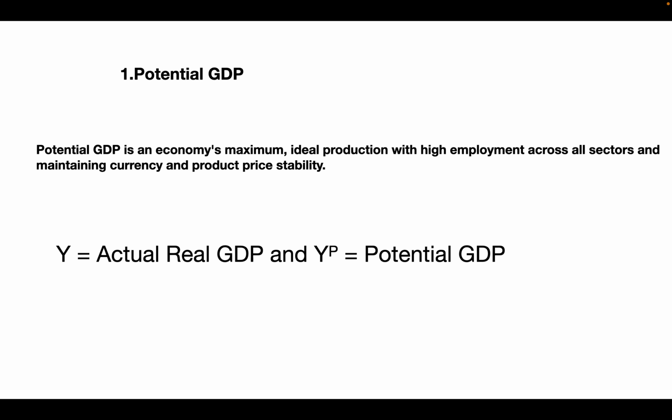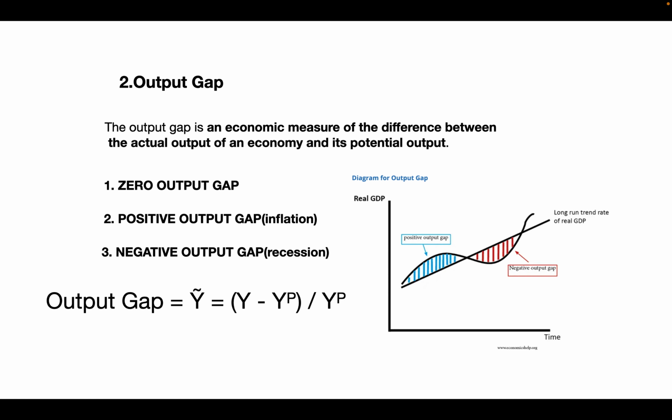We usually use Y to represent the actual GDP and YP to represent potential GDP in the formulas that we will be using in the next few slides. So let's move on to the next part, which is the output gap.